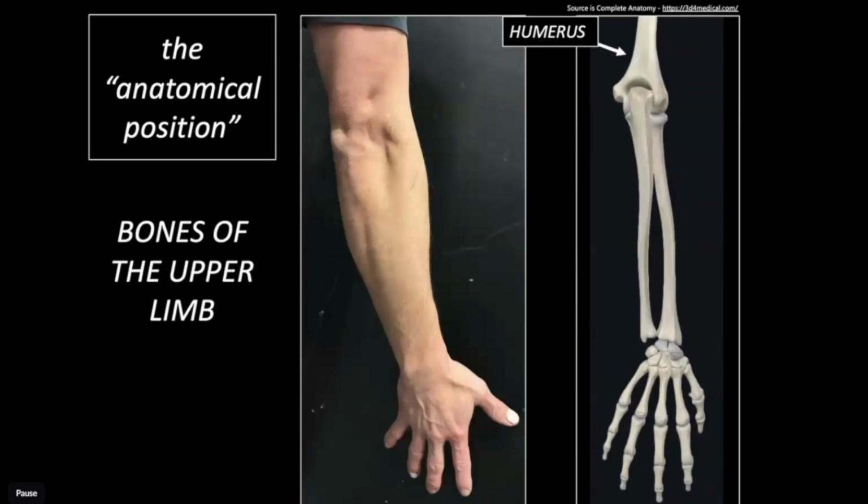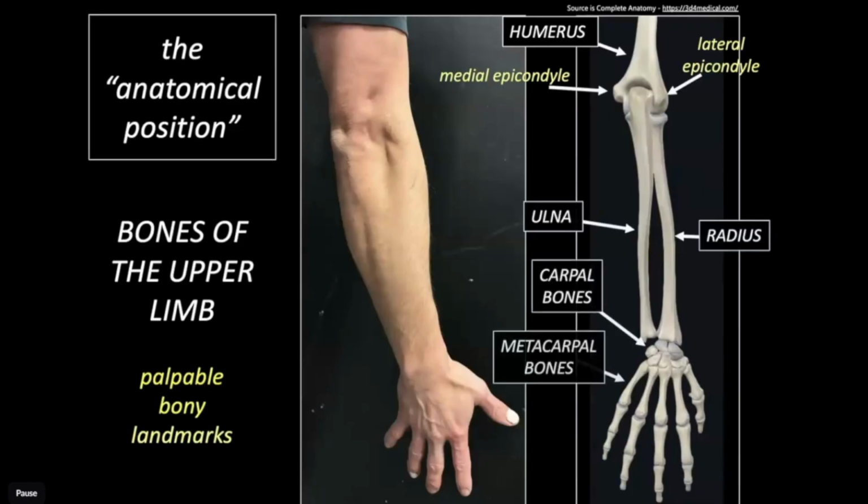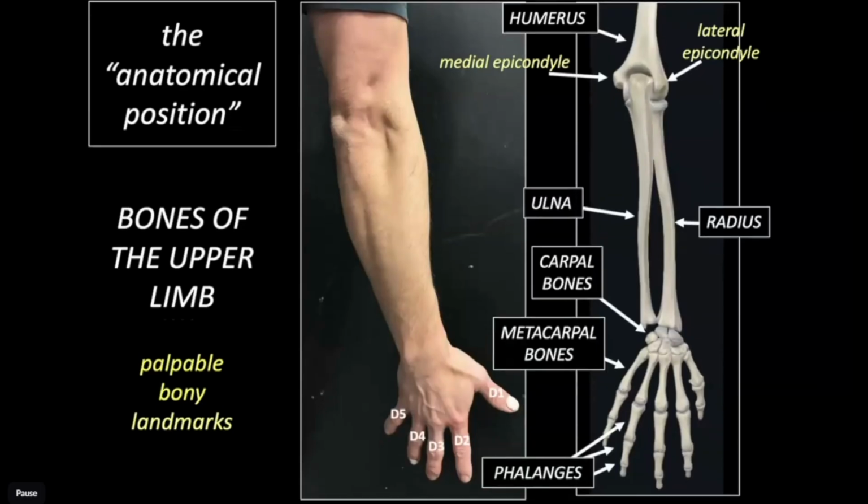In the anatomical position, the bones of the upper limb include the humerus, and there's a medial and a lateral epicondyle, which are the palpable bony landmarks. Long bones in the forearm are the radius and the ulna, carpal bones at the wrist, and then long bones again, the metacarpal bones and the phalanges, and these are all numbered 1 to 5 from radius to ulna.